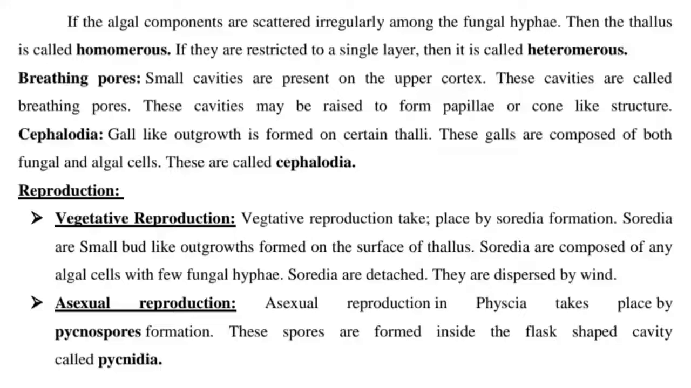Reproduction. Vegetative reproduction. Vegetative reproduction takes place by soredia formation. Soredia are small bud-like outgrowths formed on the surface of the thallus. Soredia are composed of a few algal cells with few fungal hyphae. Soredia are detached. They are dispersed by wind. Asexual reproduction. Asexual reproduction in Physcia takes place by pycnospores formation. These spores are formed inside the flask-shaped cavity called pycnidia.